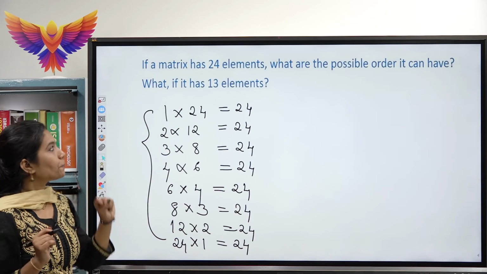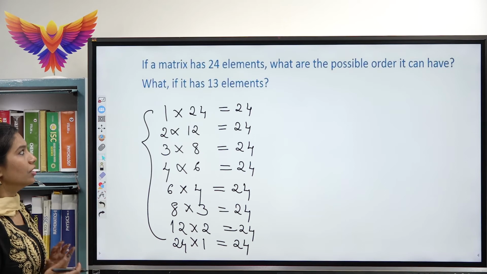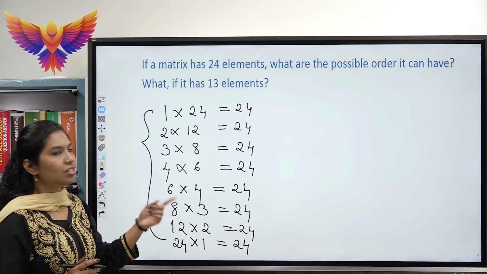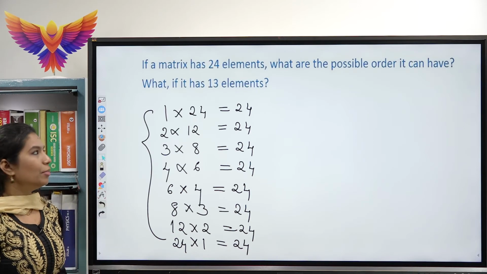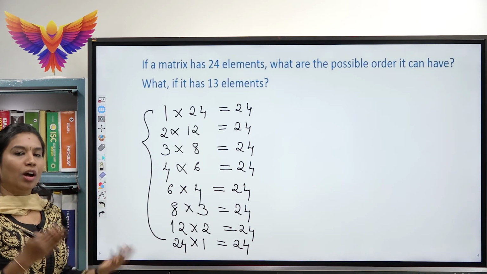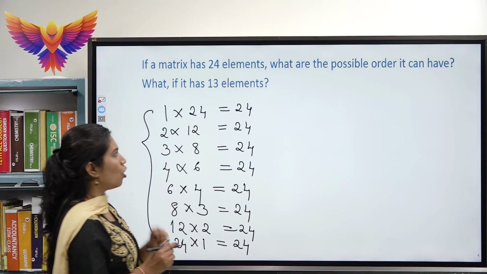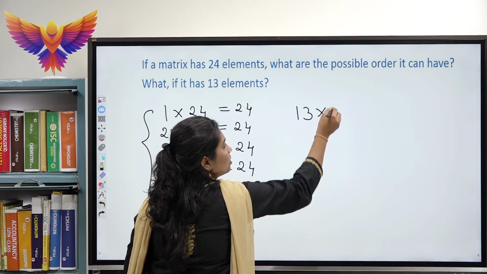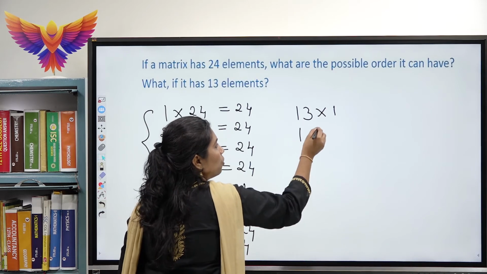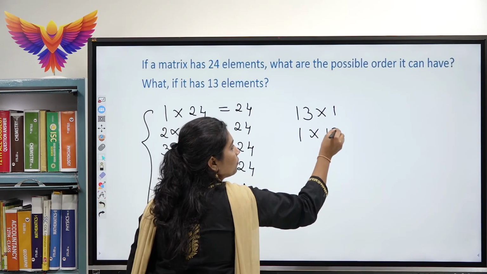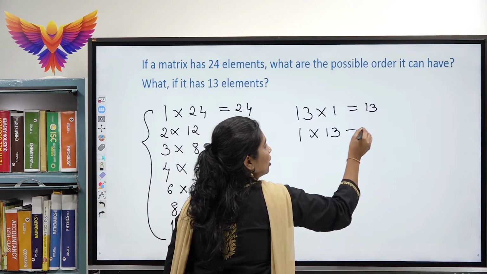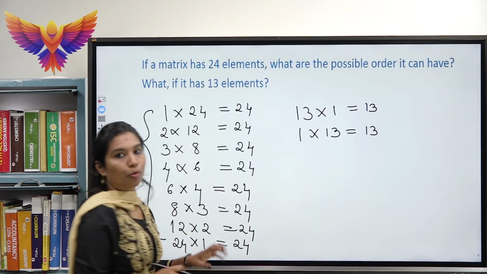within a given matrix. The same way, we have another sub-question here. What if it has 13 elements? So it may not have as many options. Since 13 is an odd number, it can be multiplied as 1 and 13 or 13 and 1. So we have only two options here: 13 rows into a single column, or one row into 13 columns, which is again 13. I hope all of you are getting it.